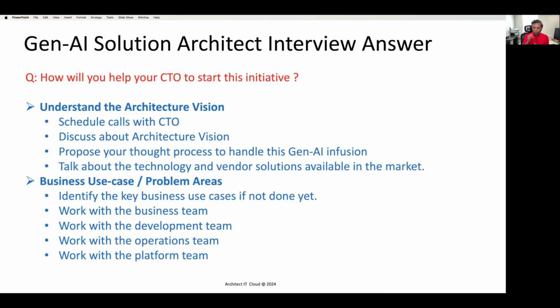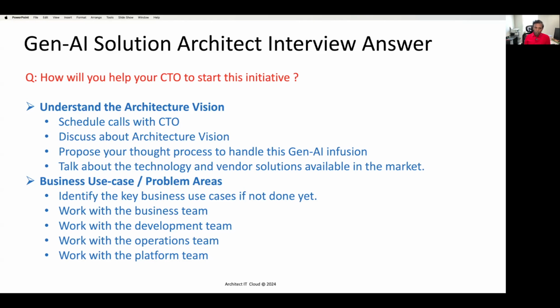And before going to talk to your CTO about the architecture vision, you must prepare yourself and understand what are all the generative AI capabilities available in the market and how you are going to propose your idea to the CTO so that CTO can trust you. So make sure that you have your homework done to analyze about all the architecture patterns and what are all the generative AI infused strategies available in the market and get to know about it and go talk to the CTO to get to know more about the architecture vision.